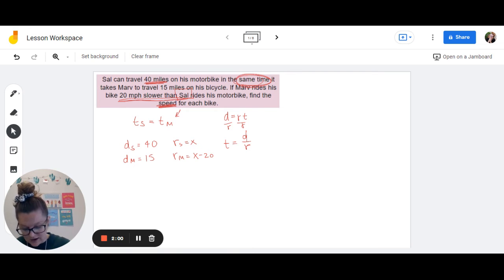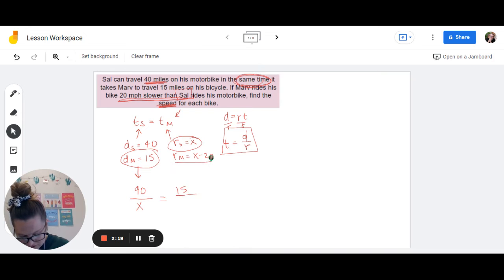I'm just going to now input them into this formula. So rewriting time, I remember time is equal to distance over rate. So that's going to be 40 over my rate for Sal, which was x. And I'm setting that equal to, now I'm using the distance for Marv over Marv's rate, x minus 20. At this point, we know how to solve this: cross multiply. But first, make sure you set your restrictions. Here, x cannot equal 0 and a positive 20.